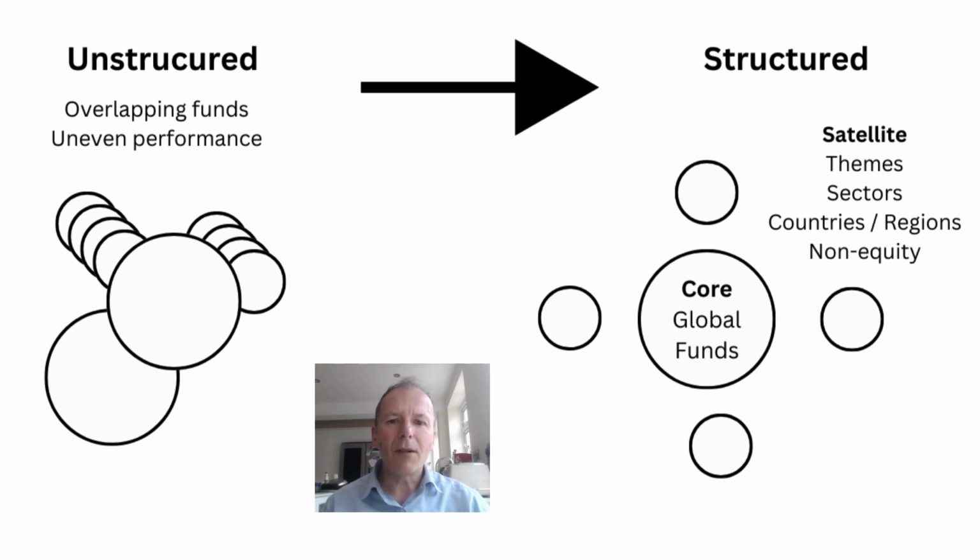How to put together a growth fund portfolio. Your current portfolio could be unstructured with no overall objective, lots of overlapping funds and uneven performance. After watching this video, it could move towards being very structured with a core holding of global funds and then some satellite holdings around that, looking at maybe different themes, sectors or factors.